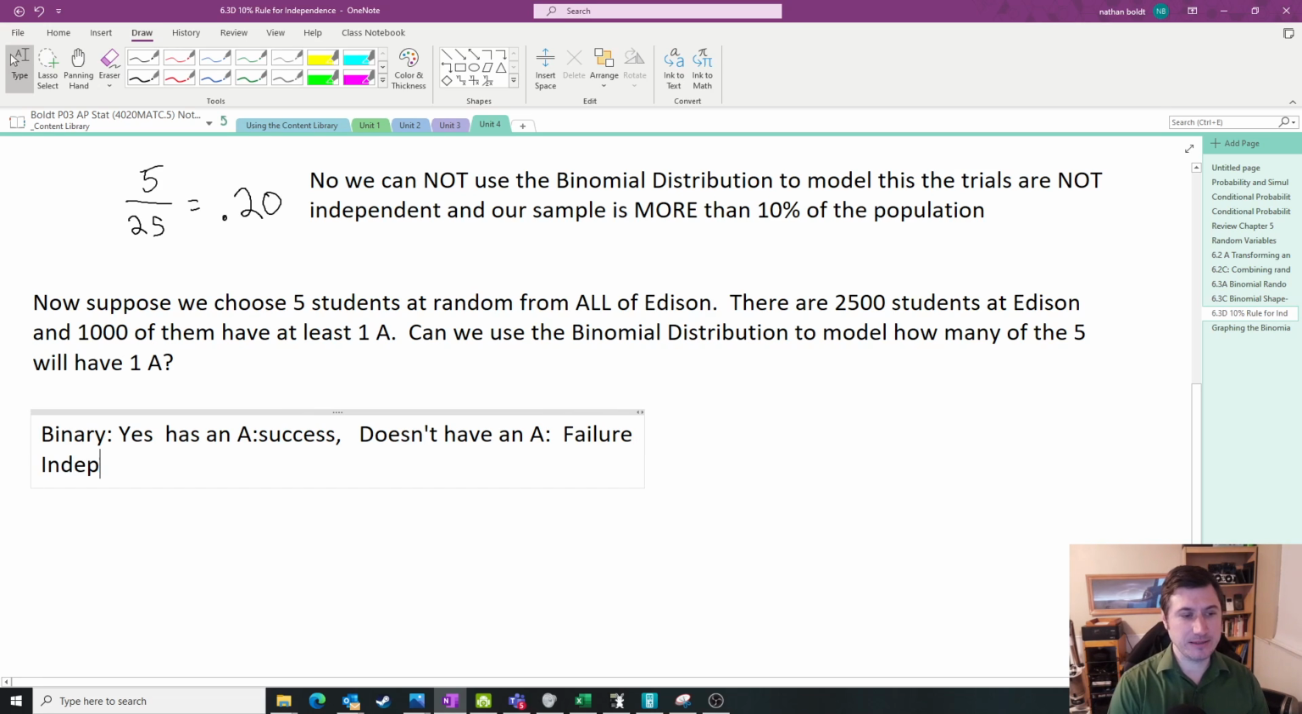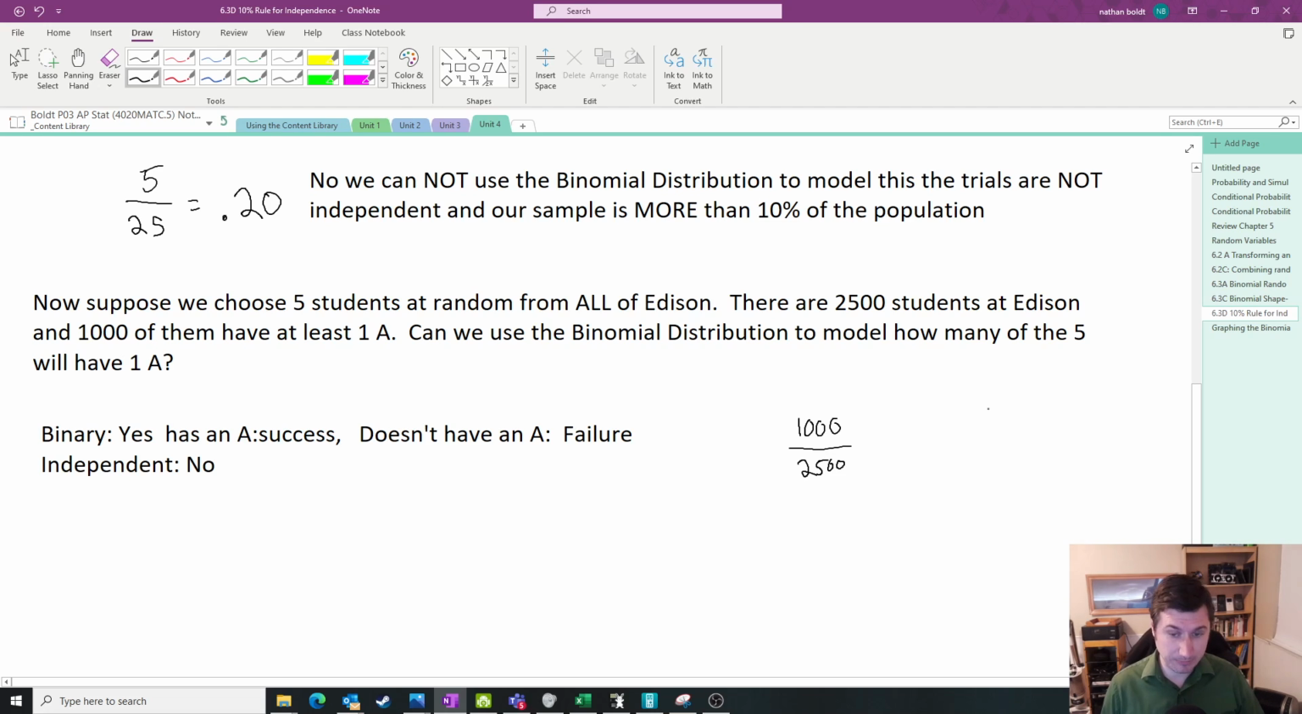Is it independent? No. This is also not independent. When I pick the first kid, the chances of them having an A are 1,000 out of 2,500. If they do have an A, the chances of the next kid having an A are 999 out of 2,499.